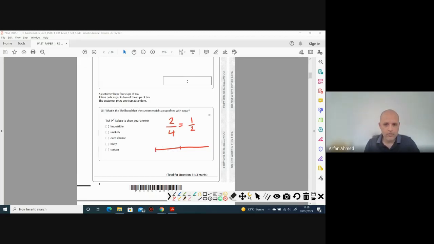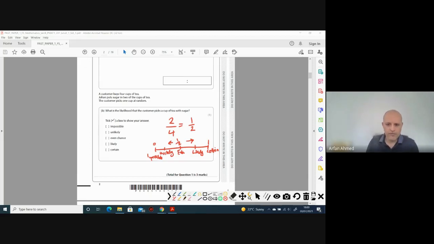On one end of the scale you've got 0, you've got 1 on the other side, and half in the middle. It's like a 50-50 chance, isn't it? So it's an even chance. If it's moving towards 1, it's likely. If it's moving towards the 0, then it's unlikely. If it's 1, that's certain. That's definitely going to happen. If it's 0, that's impossible. Can't fit it on there, but impossible is there.